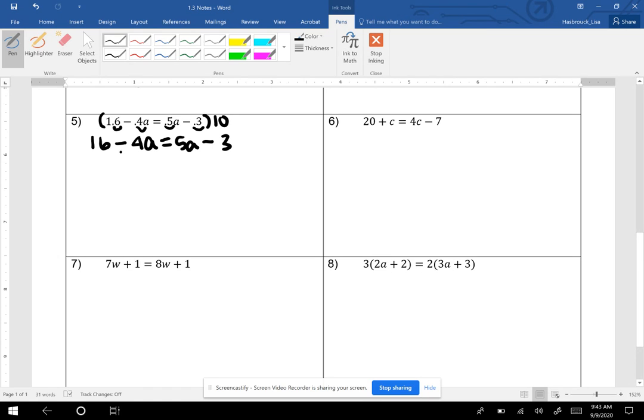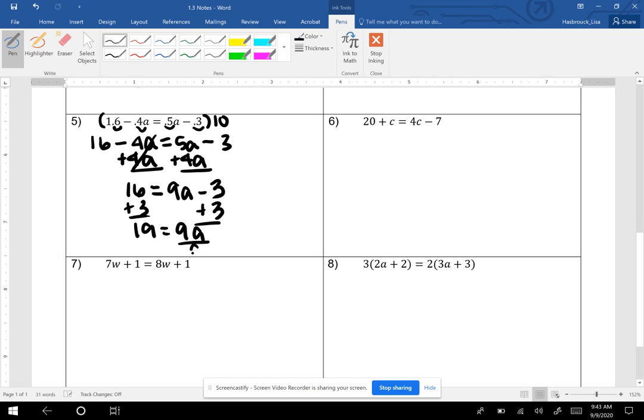Now I'm going to go ahead and move the a. I'm going to add 4a to each side. When I do that, we are left with 16 equals 5a plus 4a is 9a minus 3. Now I'm going to add the 3 to each side. I get 19 equals 9a.